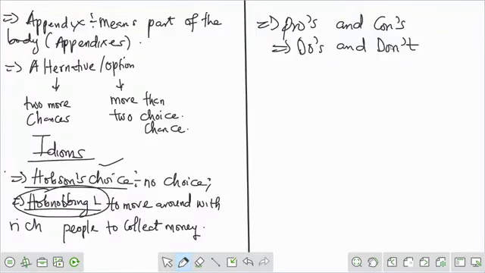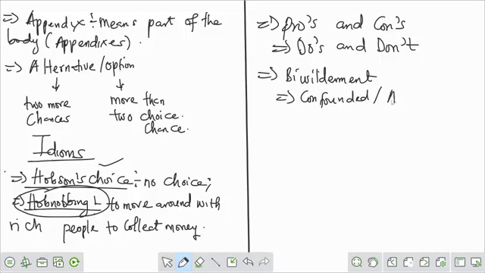Another thing is, when someone is in a state of bewilderment. Another word for bewilderment is confounded, or a state of confusion.